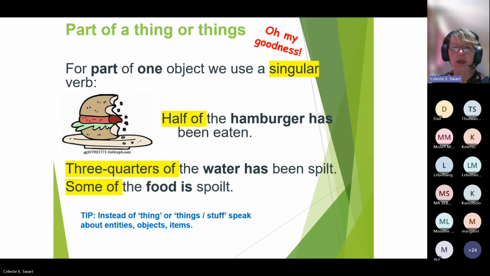We look at the hamburger. Half of the hamburger has been eaten, it's singular. We think of water or food. 3/4 of the water has been spilt, and some of the food is spoiled. So here we're considering it as one object or one item.